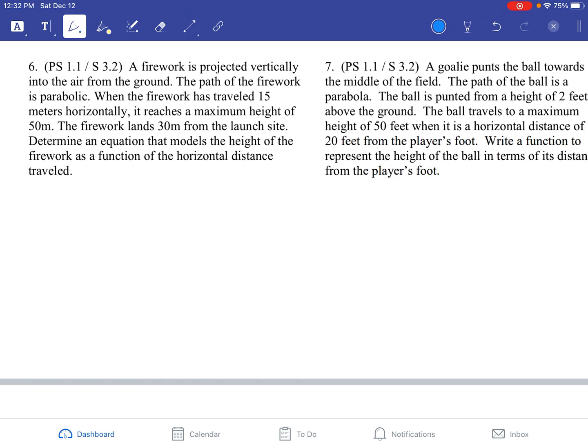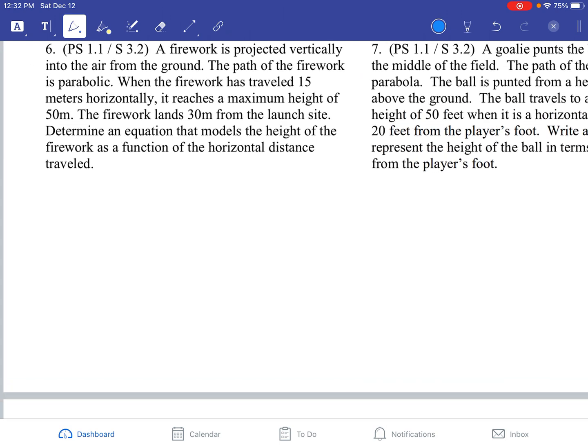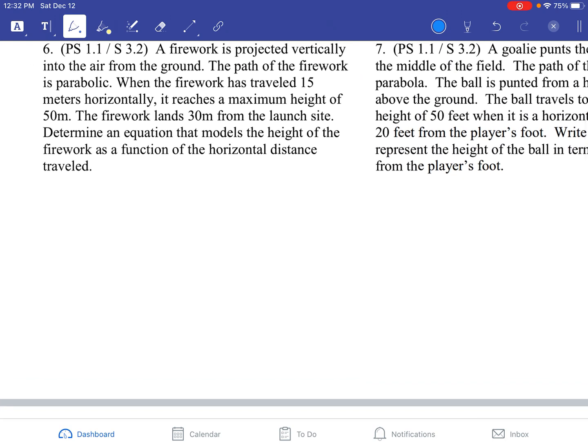Here, these are the same problems we did in Power Standard 1 for the review, but I'll do them here. In Power Standard 1, you had to draw the picture. I didn't really have to solve the equation for Power Standard 1, but for this problem and this Power Standard, you got to actually solve the equation, so it's going to be helpful to draw the picture anyways. So we have a firework projected vertically into the air from the ground, which means it's on the ground. So we'll draw a little picture for our firework.